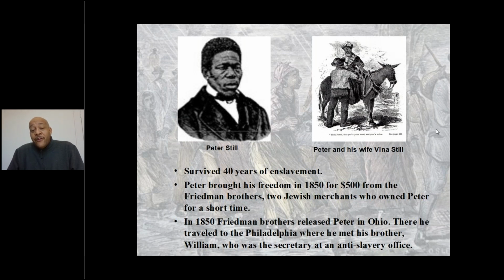He was able to buy his freedom in 1850 for $500 from two freedmen brothers. They were two Jewish merchants who owned Peter for a short time. In 1850, the Friedman brothers released Peter in Ohio. There he traveled to Philadelphia where he met his brother William, who was the secretary at the time in the anti-slavery office.